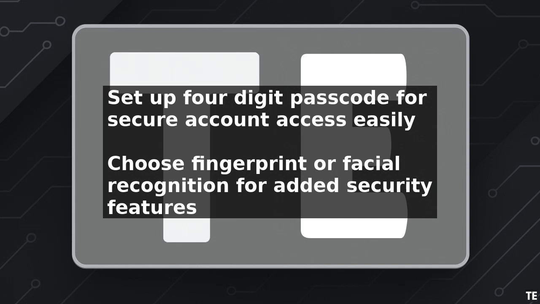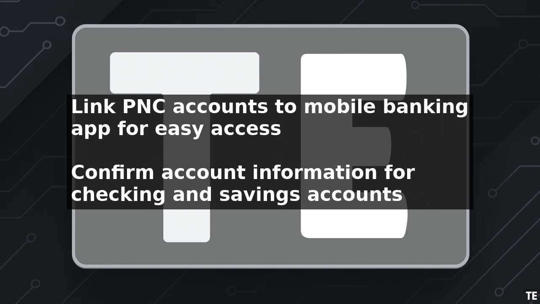Once your accounts are linked, you can start using the mobile banking app to check your balances, view transactions, and transfer money between accounts. You can also use the app to pay bills, deposit checks, and find PNC branches and ATMs near you. To pay bills, simply select the bill you want to pay.